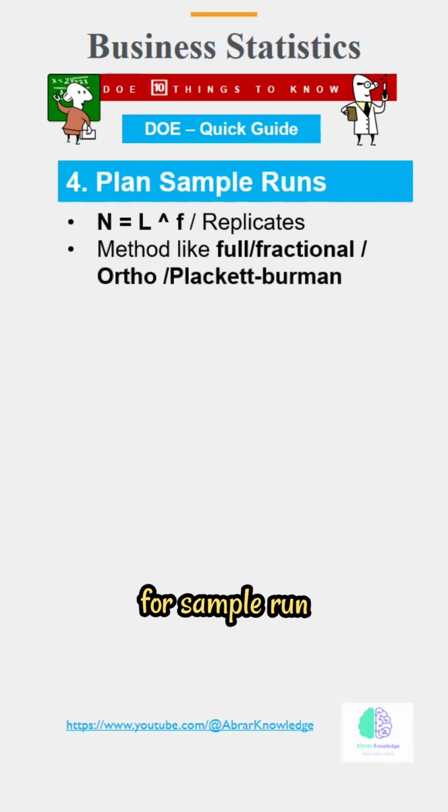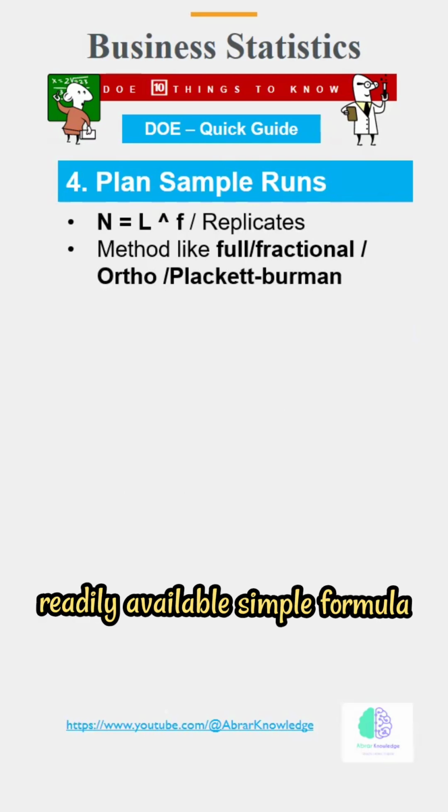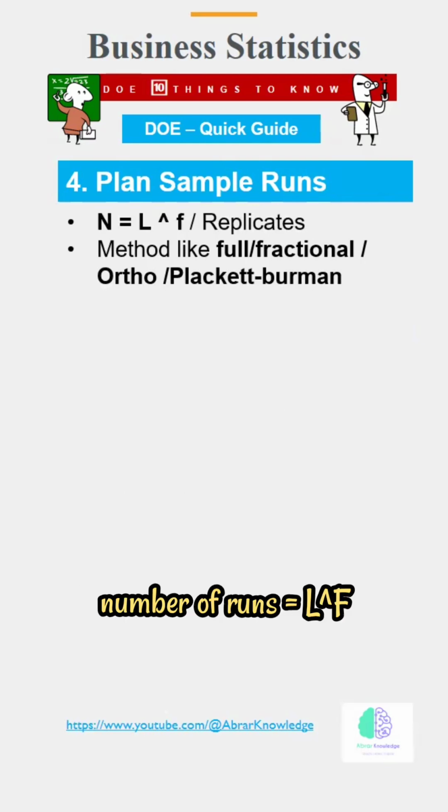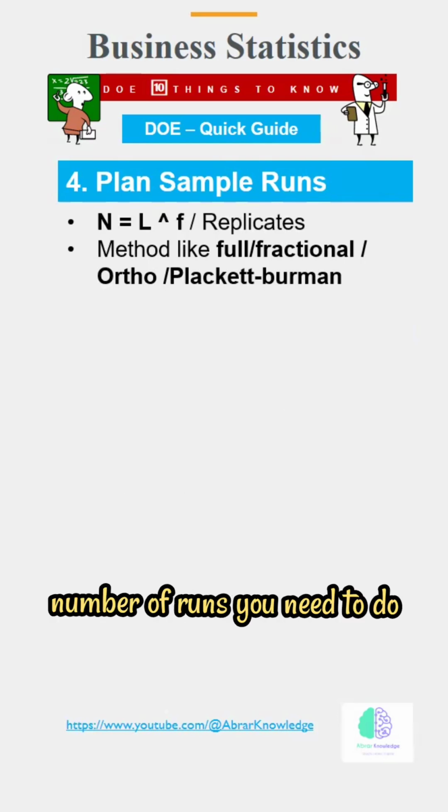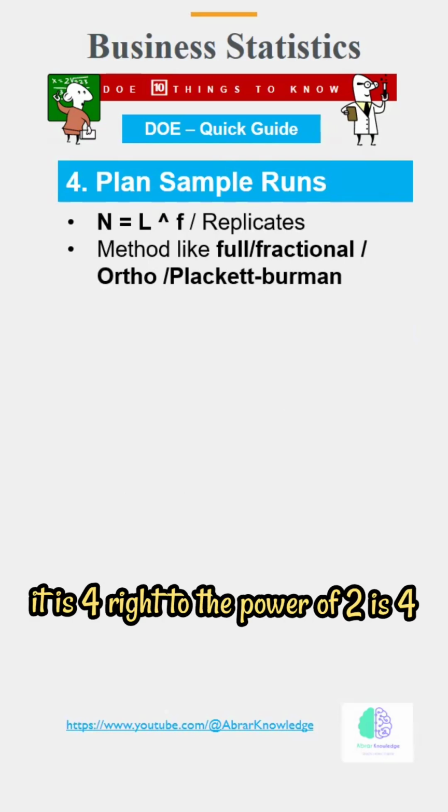Fourth factor, plan sample run. For sample run, you can have a readily available simple formula. Number of runs equals L, that is level, to the power of factor. How many factors do you have? For example, you have two levels, two factors. That means the number of runs you need to do is 4, right? 2 to the power of 2 is 4.